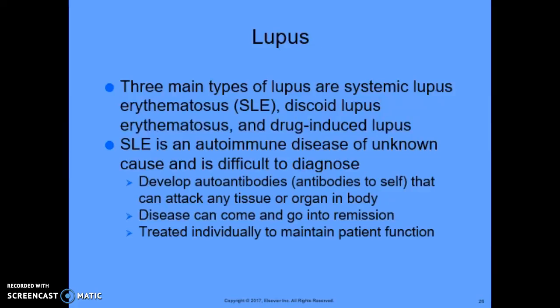Let's look now at lupus. There are three main types of lupus. So systemic lupus erythematosus, also abbreviated SLE, discoid lupus erythematosus, and drug-induced lupus. SLE is an autoimmune disease of unknown cause, and it is difficult to diagnose. The patient develops antibodies, and these antibodies can attack itself and any tissue or organ in the body. The disease can come and go into remission, and it's treated individually to maintain patient function.